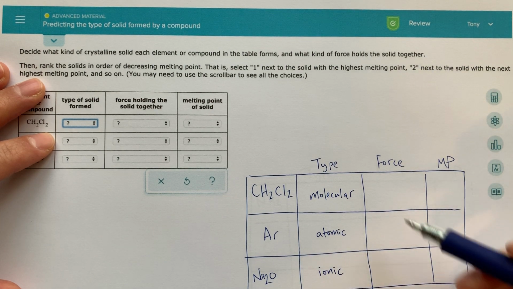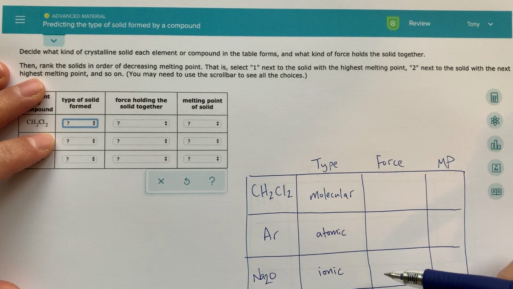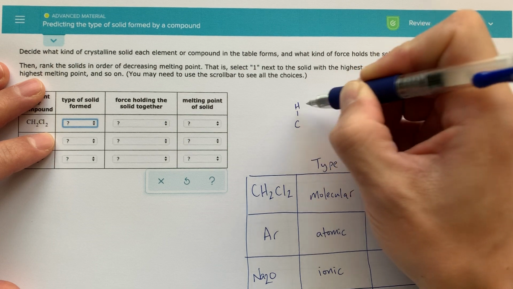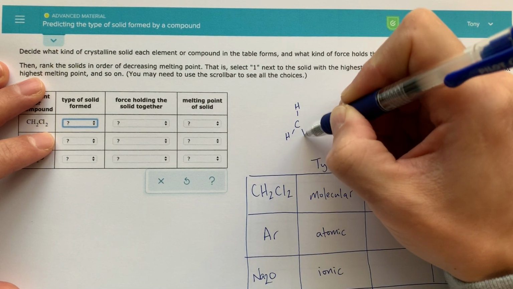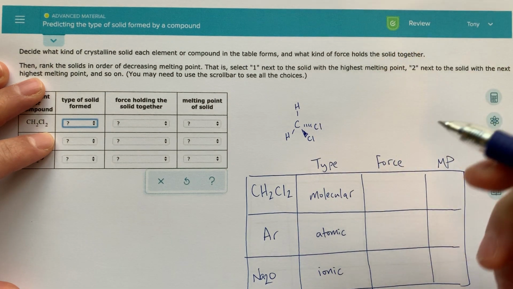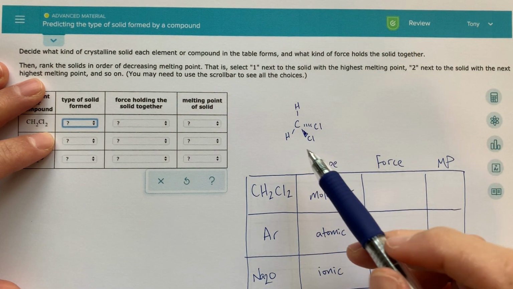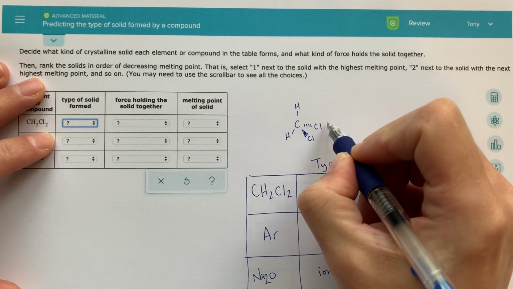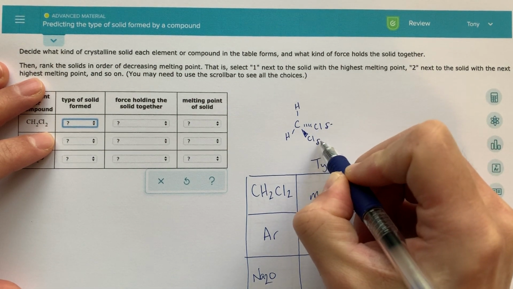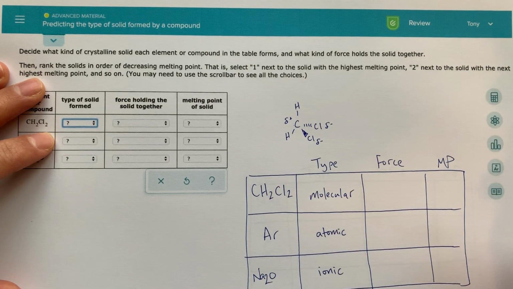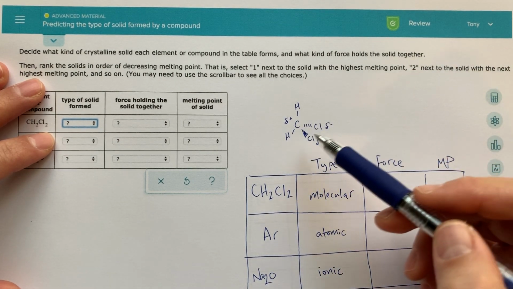And now we're going to be thinking about the forces holding them together. So for CH2Cl2, I'm actually going to draw a Lewis dot structure here real quick. So hydrogen, hydrogen, chlorine, chlorine. And this is going to be a polar molecule. So I can see from this Lewis dot structure that this end of the molecule is going to be partially negative. Chlorine's more electronegative than carbon. This end's going to be partially positive. So this is a polar molecule.